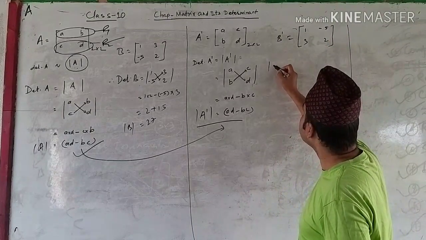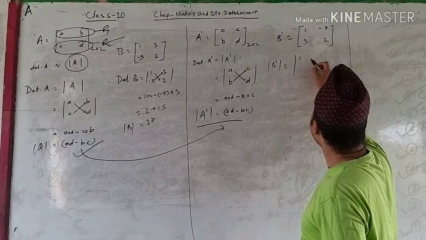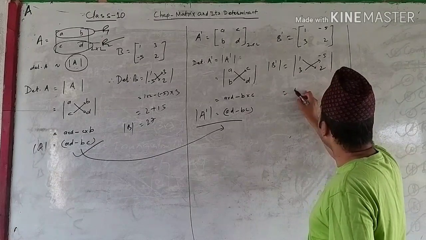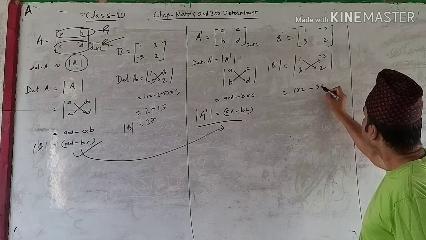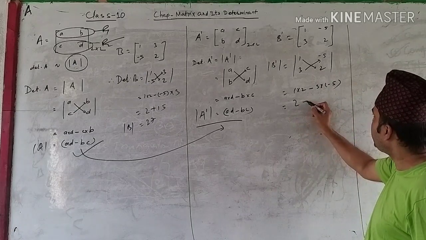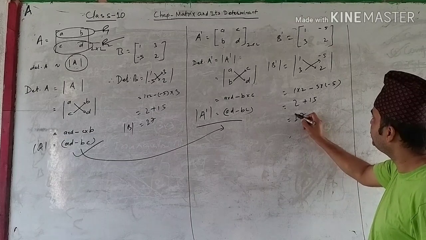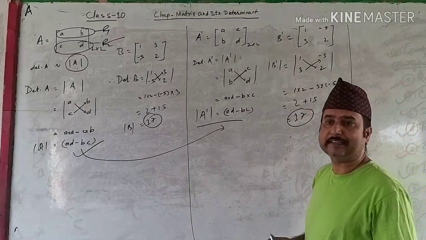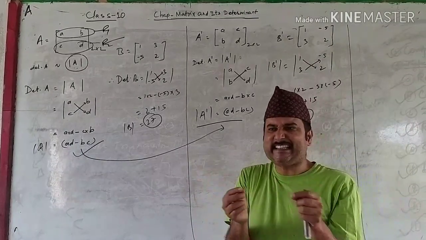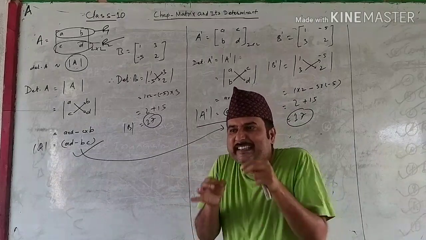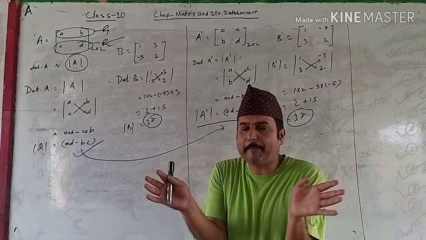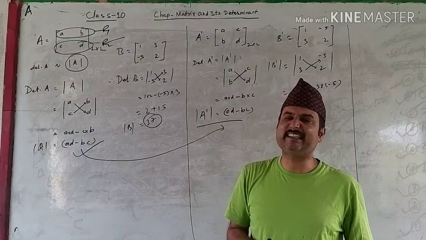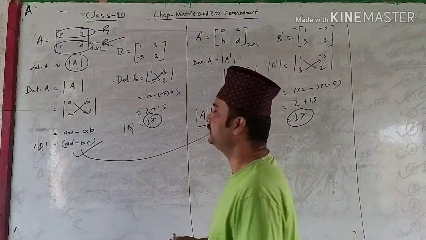The determinant of this matrix, simply you can write B dash, the determinant of this matrix 1 and 3 and 2, here down and here up. Now you multiply 1 into 2 minus 3 into minus 5. 2 plus 15, and the result is 17. It has the same value as over here. So what have you learned? That even after interchanging the rows and columns of any matrix, the determinant does not change. There is no effect on the value of the determinant of the given matrix. This is the first property.